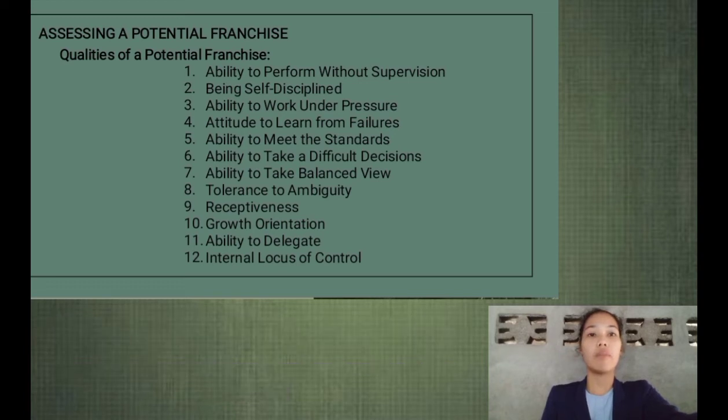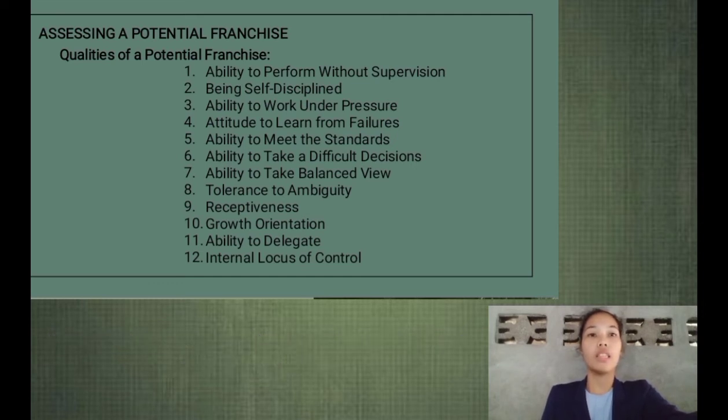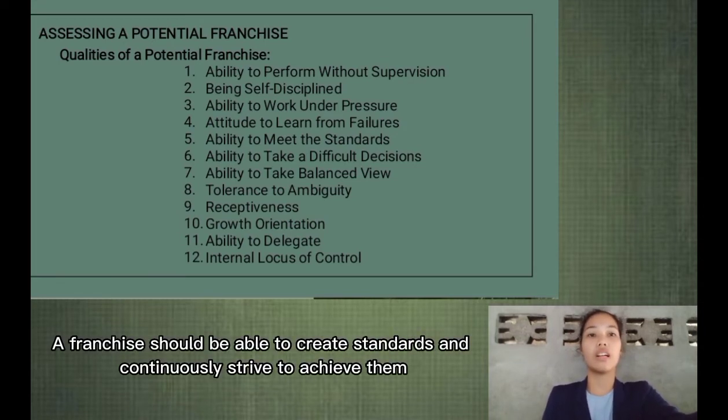Number three is ability to work under pressure. No franchise guarantees income and profits without putting in any effort. Number four is attitude to learn from failure. Number five is ability to meet the standard. A franchisee should be able to create standards and continuously strive to achieve them.